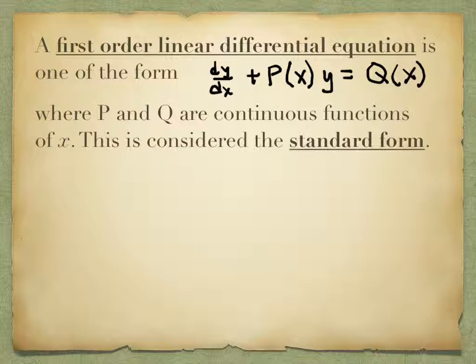So as you can see, that's awfully specific. Not everything would have this sort of very distinct form. And we have the feature that p and q are continuous functions of x, and this is the standard form for a first-order linear differential equation.